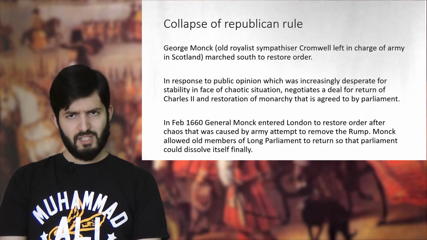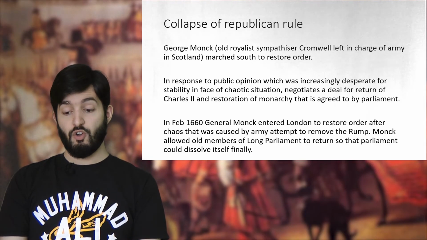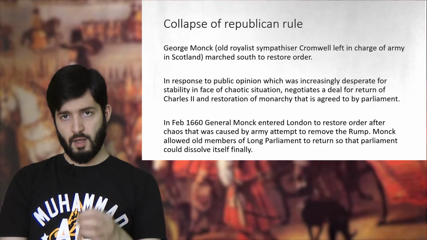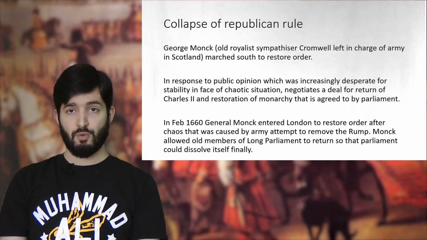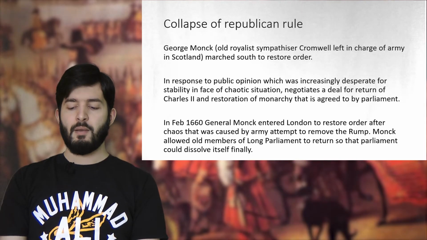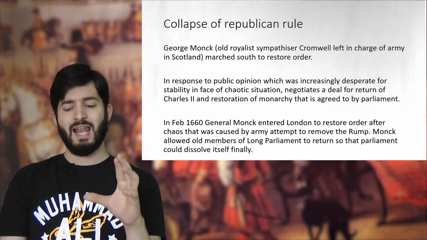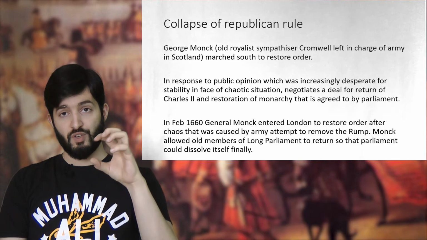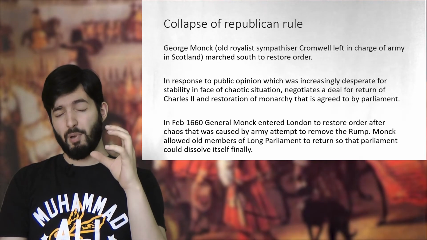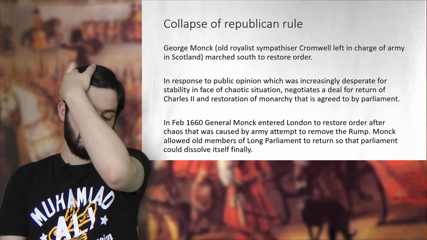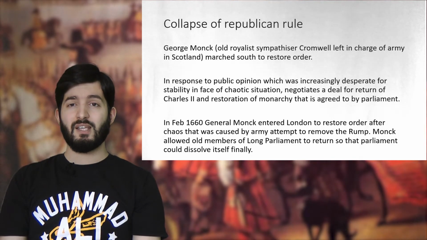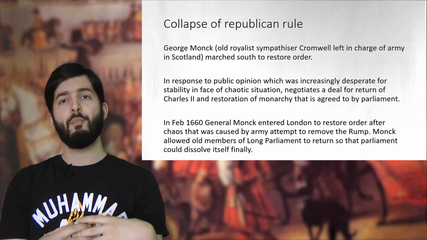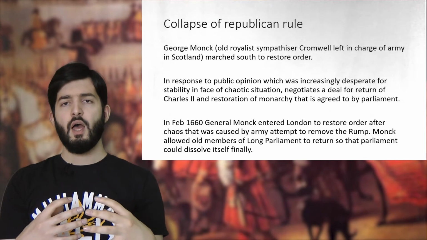And so in February 1660, General Monk enters London to restore order after the chaos caused by the army, who are essentially attempting to remove the Rump Parliament. And Monk, in response, allows the old members of the Long Parliament to return. So these are the ones who had actually been purged under Pride's Purge in 1648. And he invites them so that Parliament can formally vote to dissolve itself.